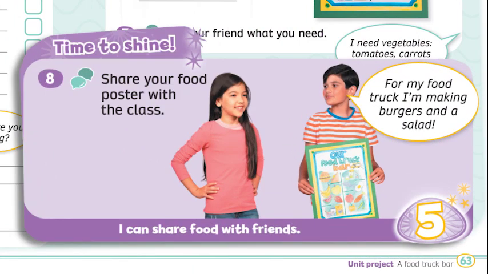Time to Shine is where learners have the chance to share their projects and everything they have learned in the unit with the class and at home, encouraging communication and collaboration skills.